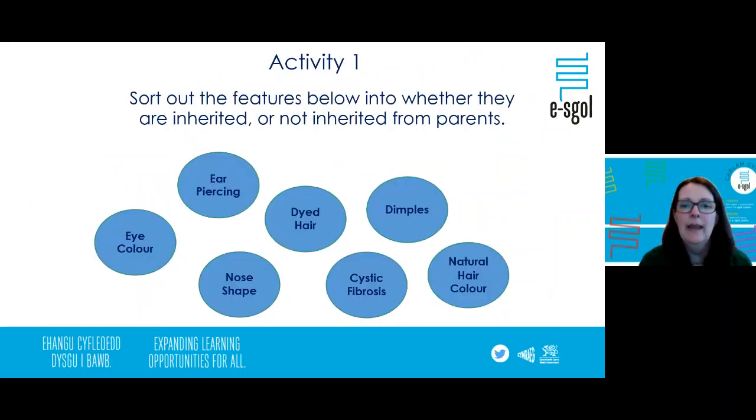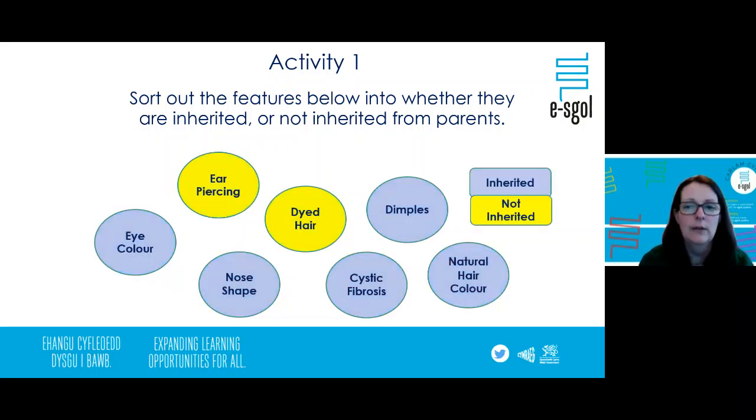Okay, so here are some features, another little revision activity, that are either inherited or not inherited. So I want you to pause the film here and write down which ones you think are inherited and which ones are not inherited. Okay, let's have a look. So we've got seven different situations here, and we need to think which ones are inherited and which are not. Eye colour, nose shape, dimples, cystic fibrosis, and our natural hair colour are all features that are inherited. And not inherited is having your ears pierced or dyeing your hair. They are environmental things that might change during our lifetime.